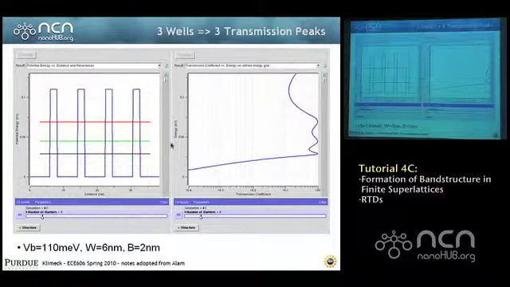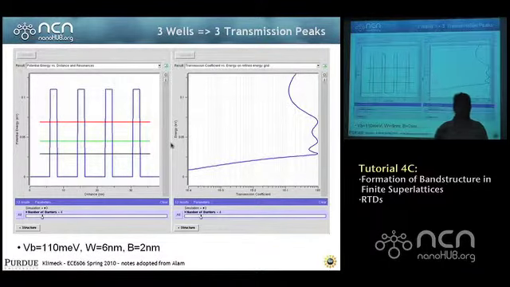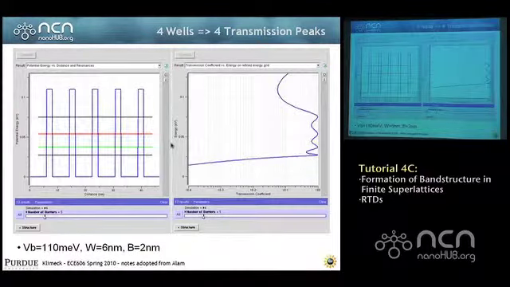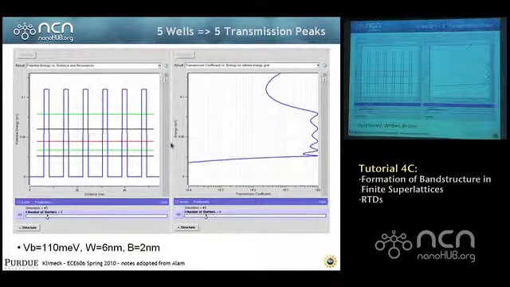Yes? Can you map this problem to chronic? Good question. We'll get to that. That's exactly the point of this lecture. All right. So now we have three wells, three transmission peaks. Take 4. Take 5. Take 6.